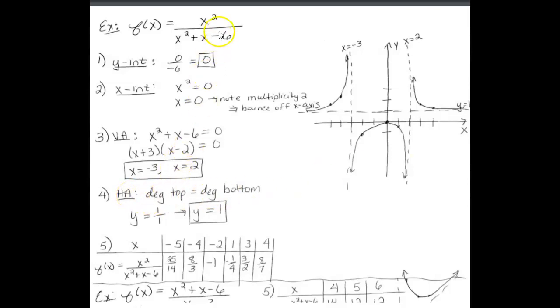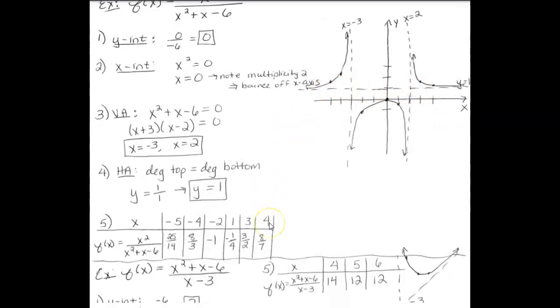Horizontal: we compare degrees. The degree of the top is 2. The degree of the bottom is also 2. So this is the case where the degree of the top equals the degree of the bottom. So the horizontal asymptote is y equals the leading coefficient on top, which is 1, over the leading coefficient on bottom, which is 1. So y equals 1. That's this line right here, y equals 1, dotted line. All right, we're going to fill in our table for a few additional points.